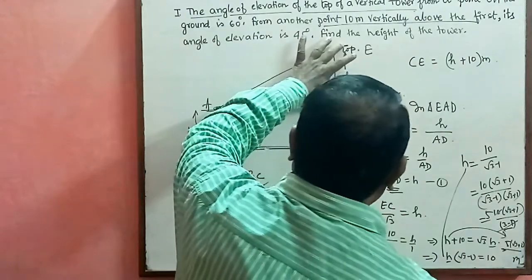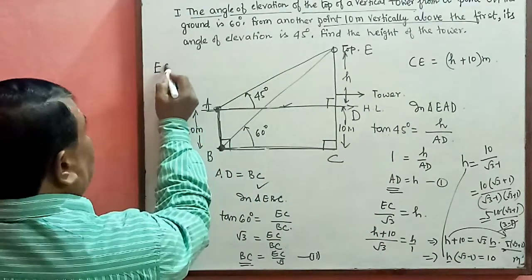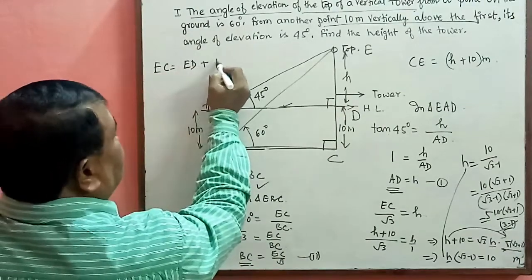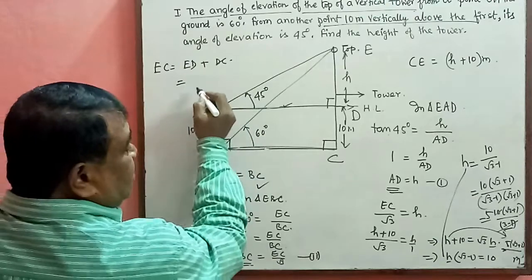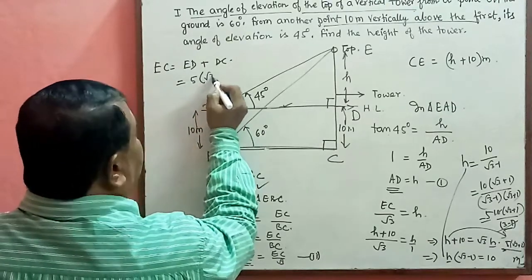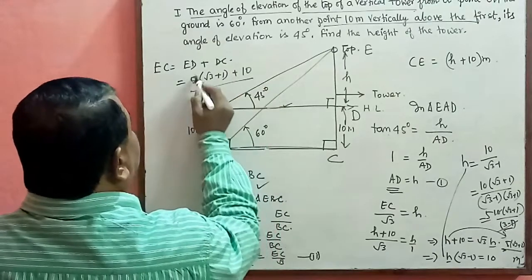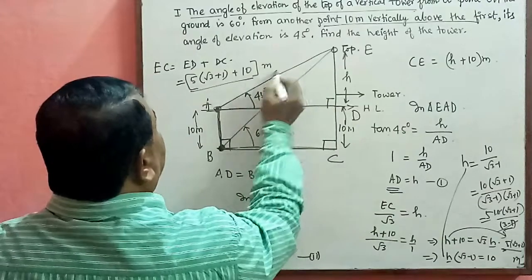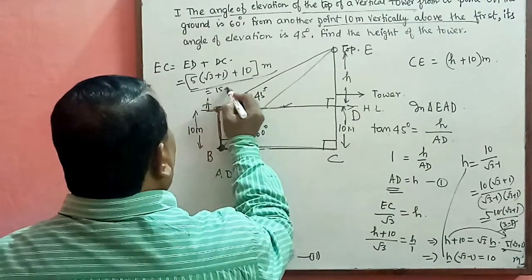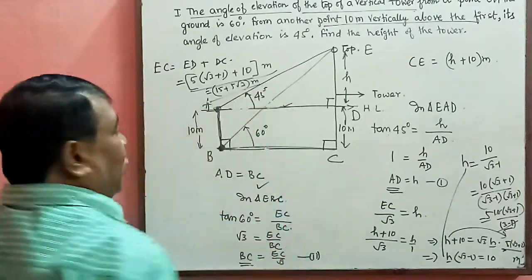So now the total height is EC. EC is equal to ED plus DC. ED is 5 into root 3 plus 1, plus DC is 10, and this much is your answer. Total answer is 15 plus 5 root 3 meters.